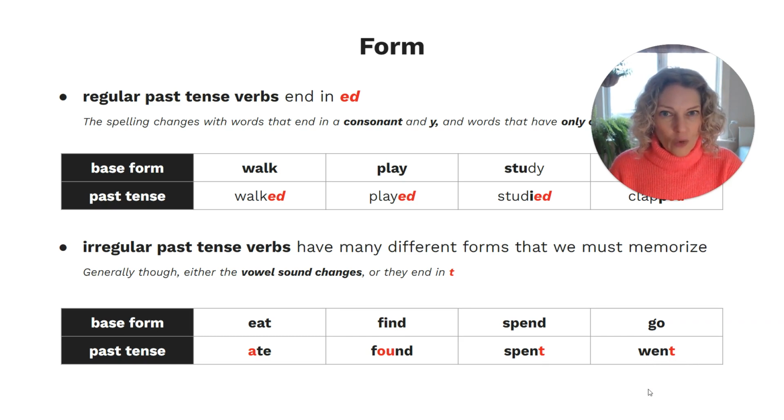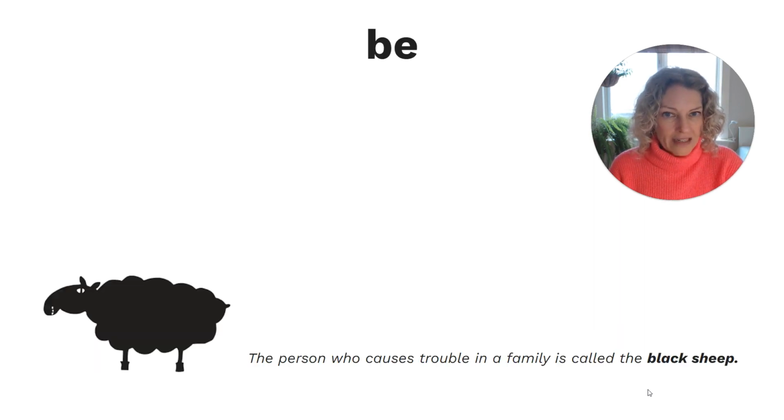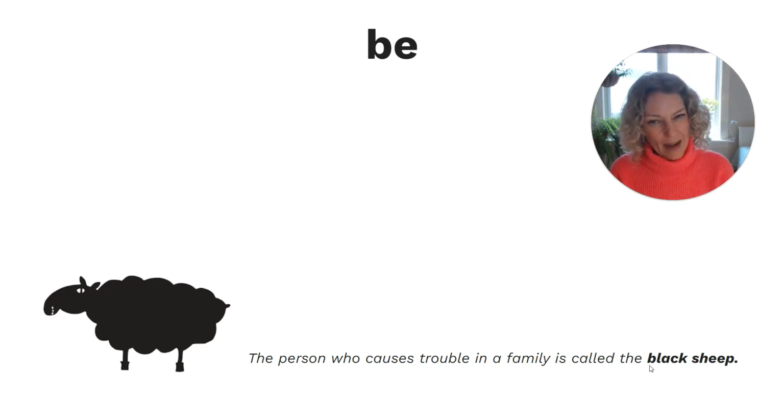So with all of these verbs, you'll notice that we only have one past tense form. However, the verb be is an exception. And I kind of think of be as the black sheep of the grammar family. If you say that somebody's a black sheep, it means they're the person who causes trouble in the family. So as usual, be has an exception in the past tense.